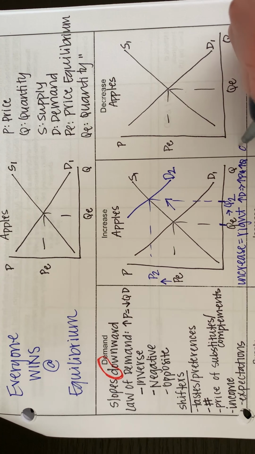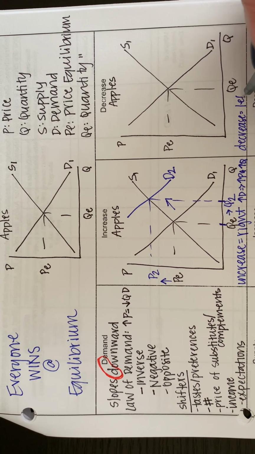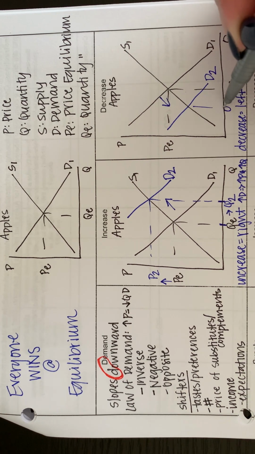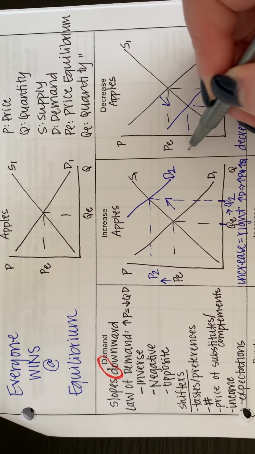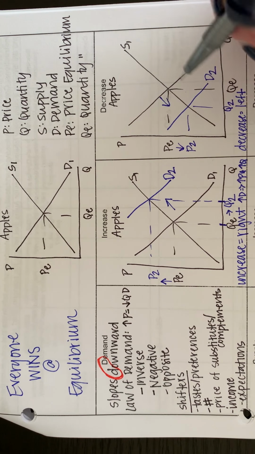A decrease is going to go to the left. So whenever we decrease, we always go to the left on our horizontal. And so for demand, it looks like this, D1 to D2. We have Q2 and P2, and we want to show our arrow shift.